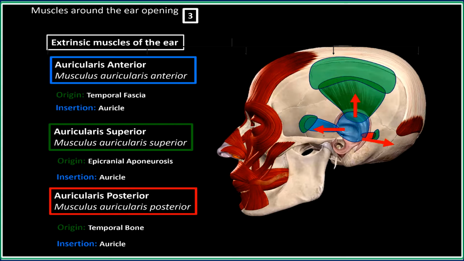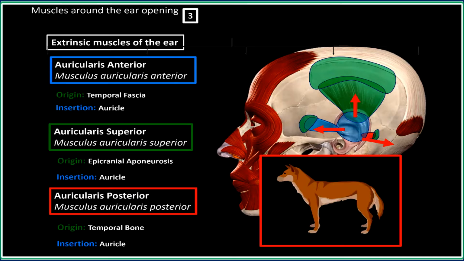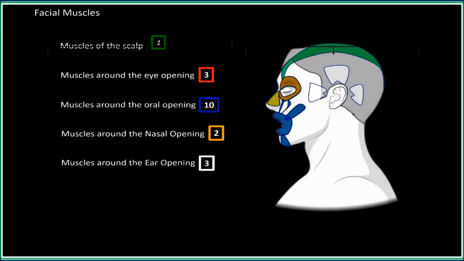They really have no practical importance in humans, but they're more important in animals that are dependent on their hearing, like your typical dog that is able to move his ear around. In these animals, these three muscles are more developed than in humans. So that was all the muscles of facial expression.